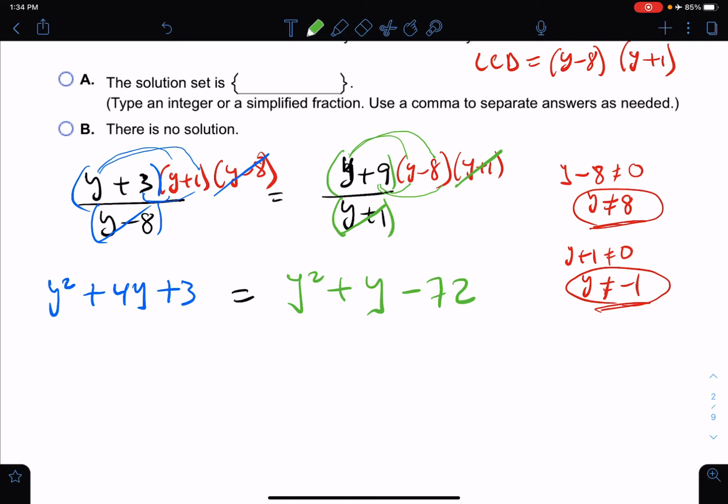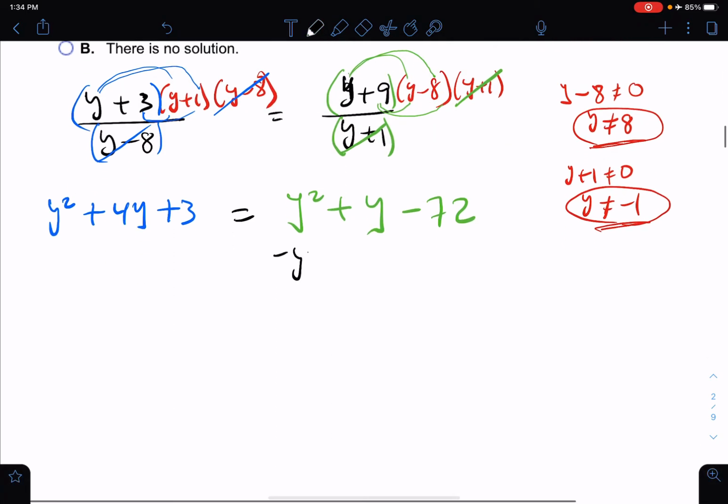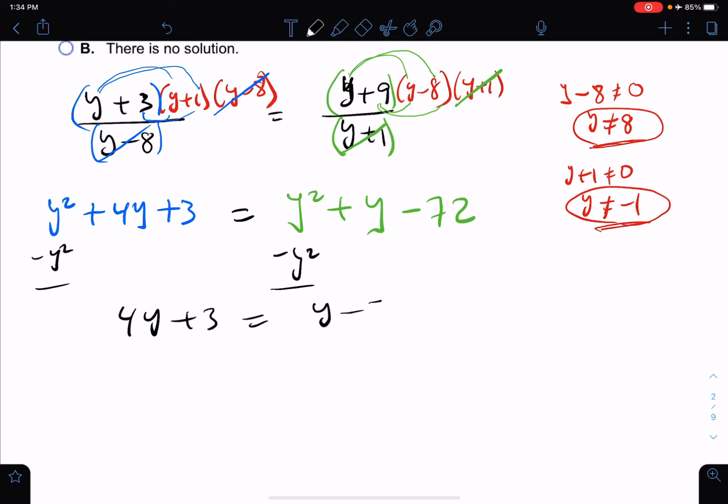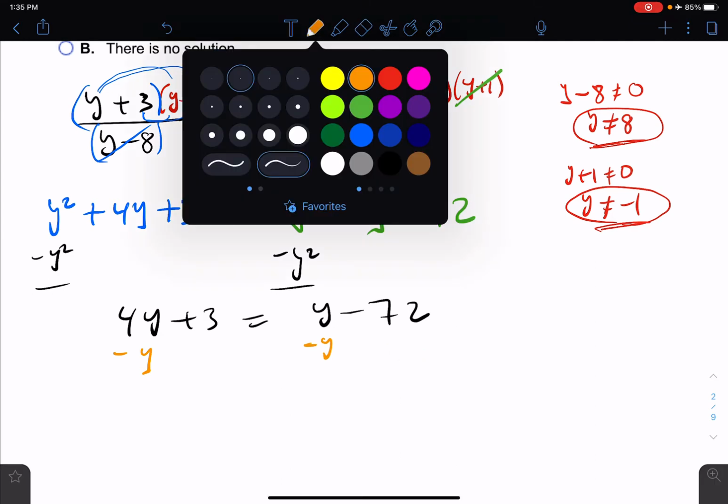Okay, now all we have to do is solve for y. We need to set it equal to 0. So we're going to subtract y squared on both sides. Of course, that just zeroes out, giving us 4y plus 3 equals y minus 72. How about if we do this in one step? How about if we subtract y on the left and right and add 72? No, we don't. I'm sorry about that. Take that back, since this is not a quadratic anymore. Let's just continue with our path here.